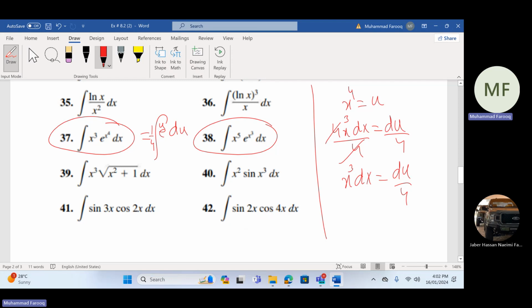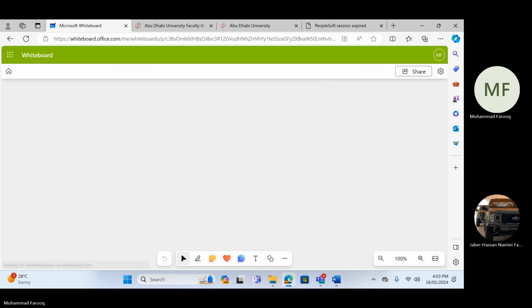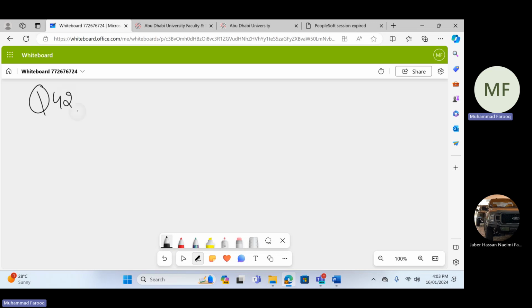Question 41, 42. Okay, a really important question and very interesting. So I can answer 42: sine 2x cosine 4x. We need the integration. 42, please. Integrate sine 2x and cosine 4x dx.